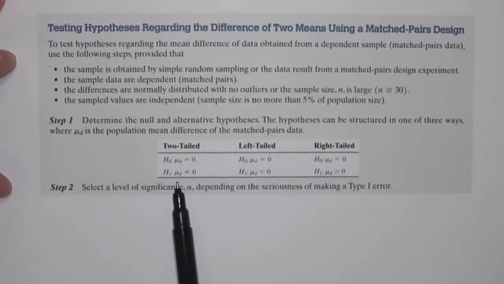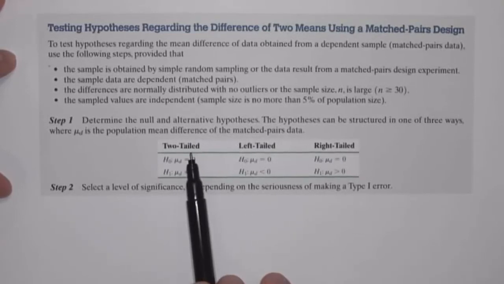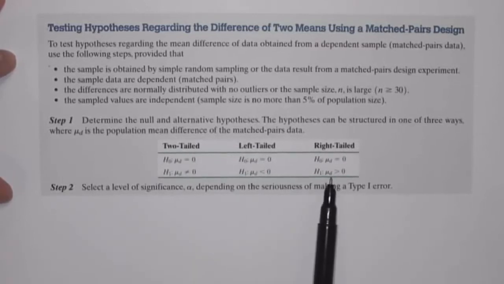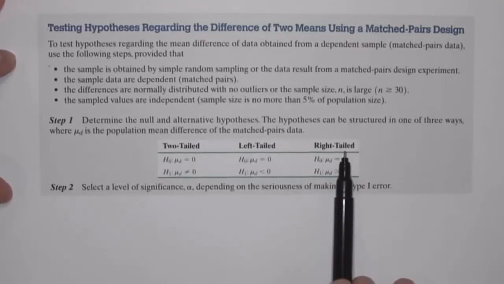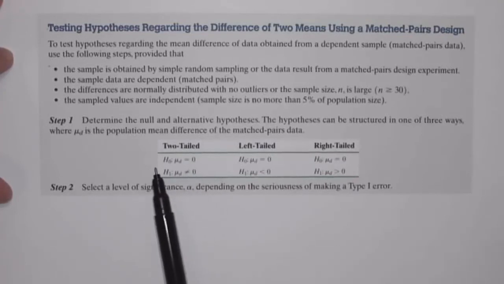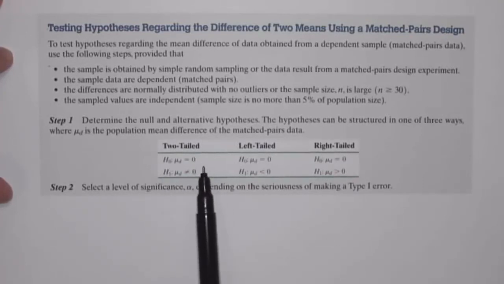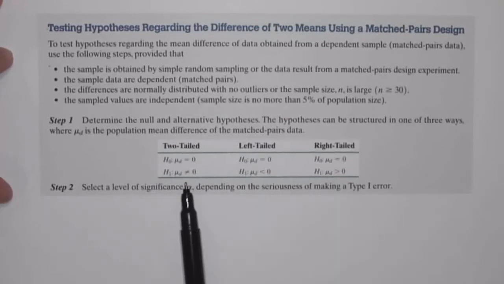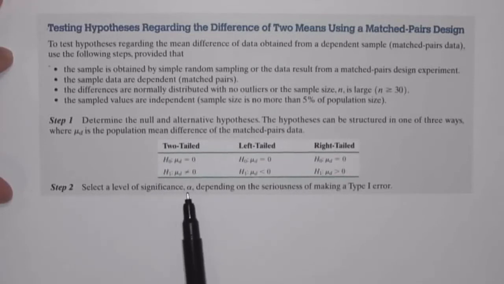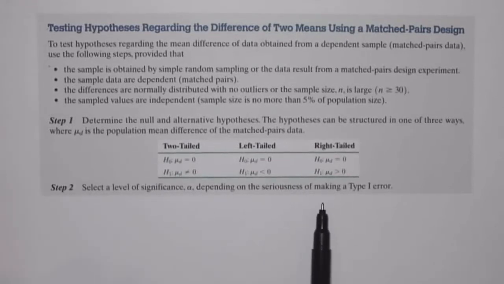So then our alternative hypothesis will either be that mu sub d is not equal to 0, which means we'll have a two-tailed test, mu sub d is less than 0, which means we'll have a left-tailed test, or mu sub d is greater than 0, which means we'll have a right-tailed test. So we're saying with the null hypothesis that there is no difference between the two means, whereas in the alternative we're saying there is a difference. Step 2. Select a level of significance alpha depending on the seriousness of making a type 1 error. So again, that's similar to other hypothesis tests that we've done.